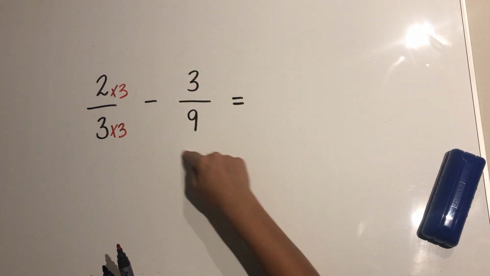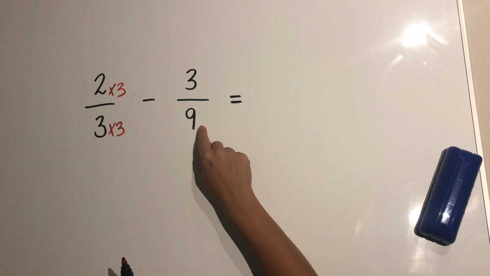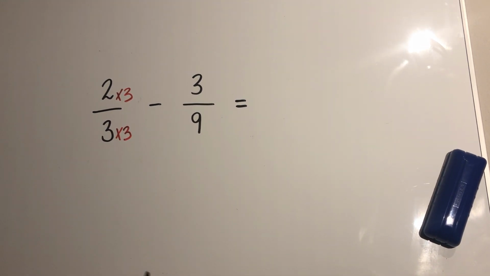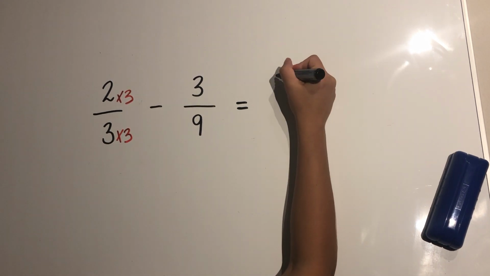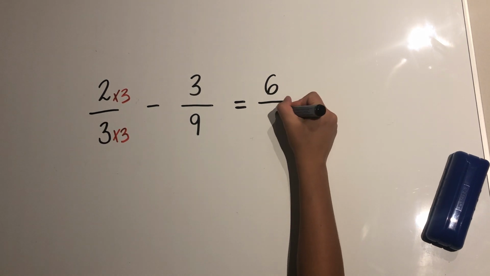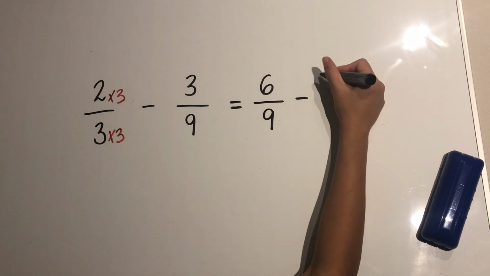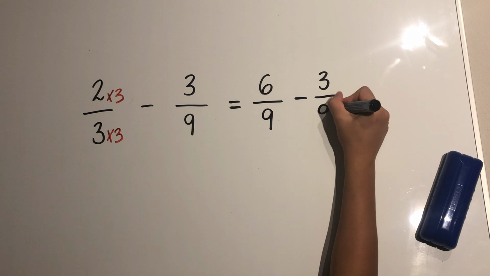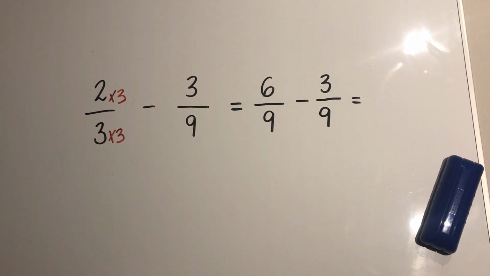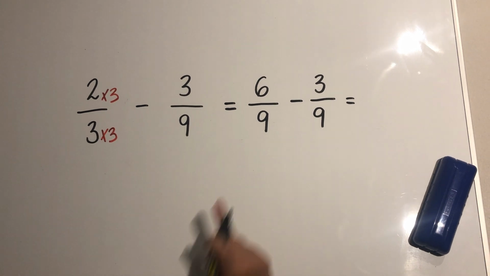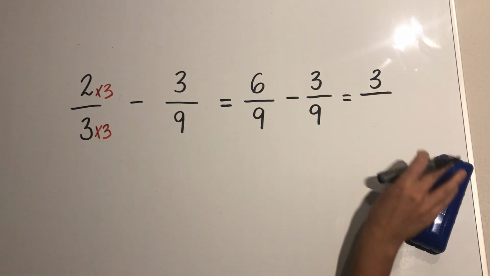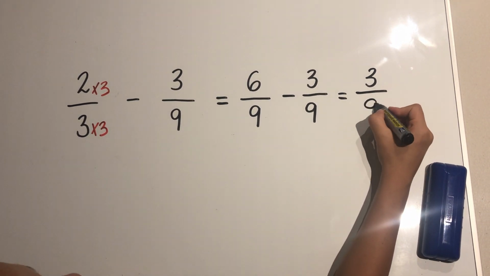Now this fraction doesn't get changed because 9 is our lowest common multiple. So I'm going to write my new fraction out. So 2 multiplied by 3 is 6 over 9, subtract 3 over 9. The next step is to subtract our numerators. 6 subtract 3 is 3, and our denominator stays the same, over 9.